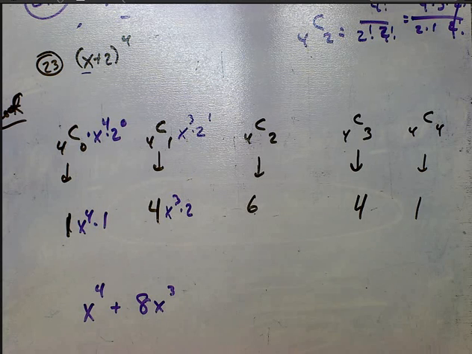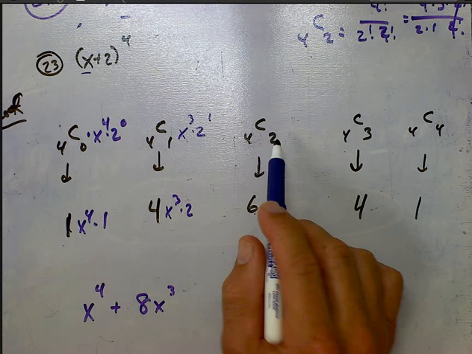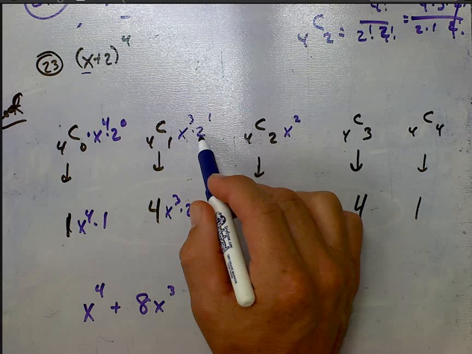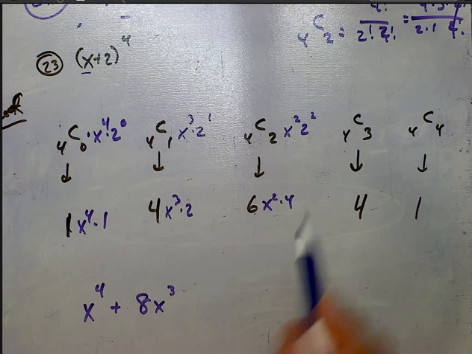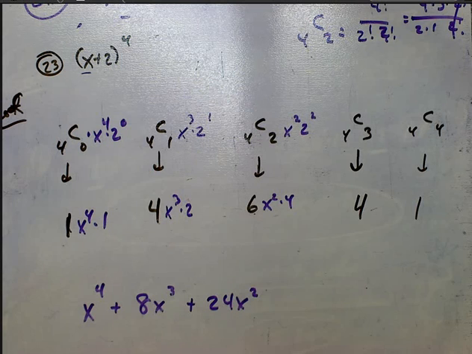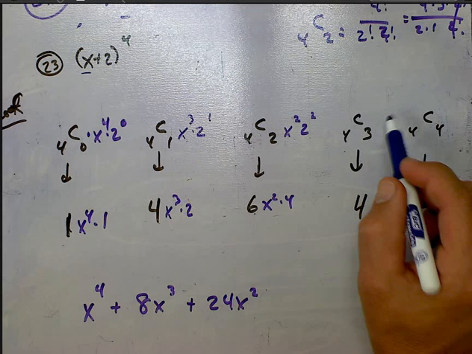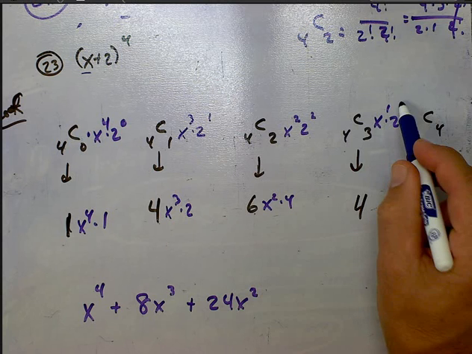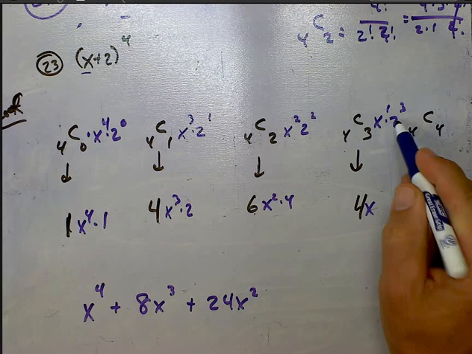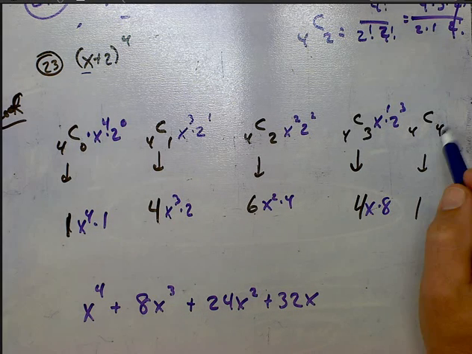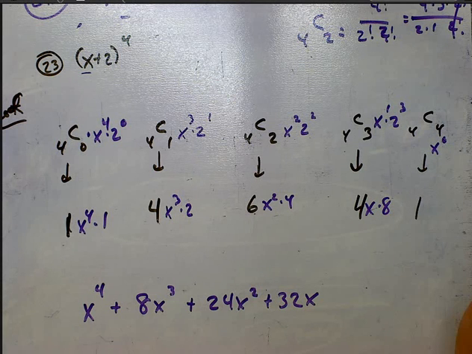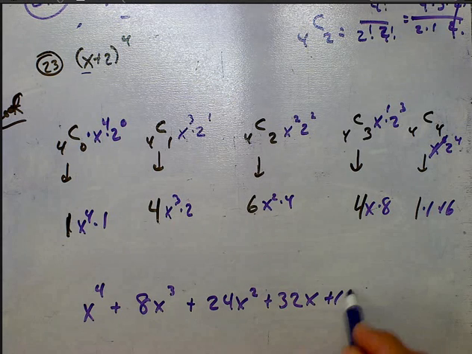Next term is 4c2. Since this was x to the third, it becomes x squared. 2 to the first goes up 1 to get 2 squared. So 6x squared times 2 squared, which is 4, so plus 24x squared. Since this was x squared, the next one is x to the first. 2 squared becomes 2 to the third. So x to the first is x, 2 to the third is 8. 4 times 8 is 32x. Then 4c4, so this will become x to the 0, 2 to the fourth. x to 0 is just 1, 2 to the fourth is 16. So plus 16, and there's your binomial expansion on number 23.